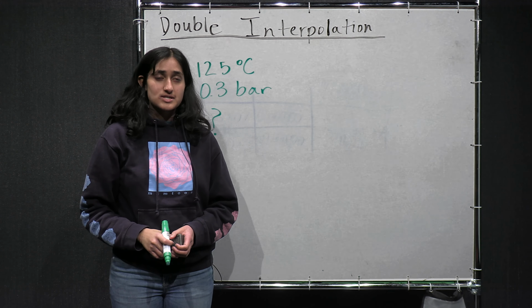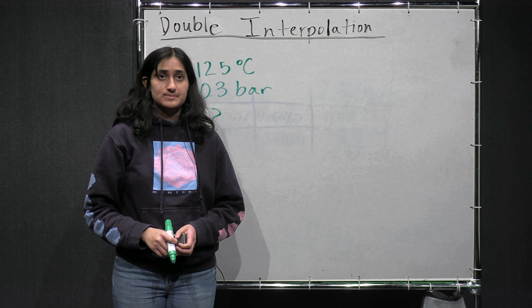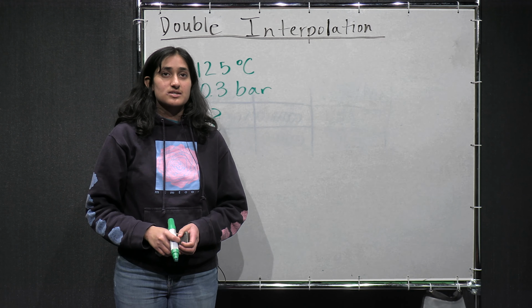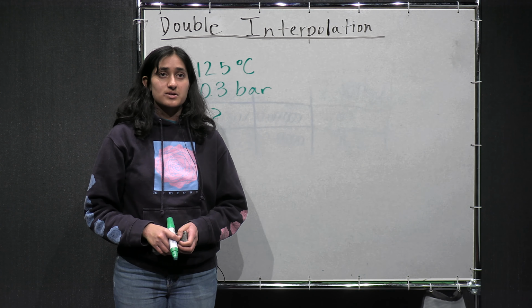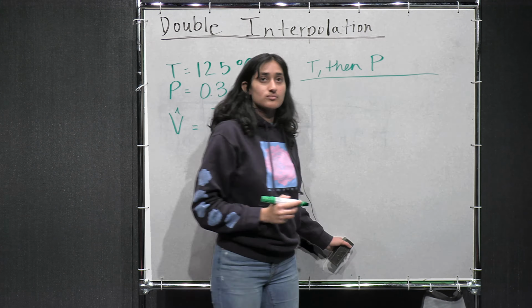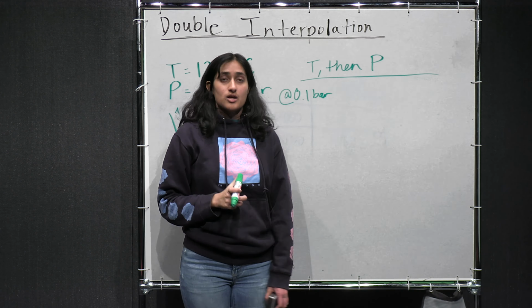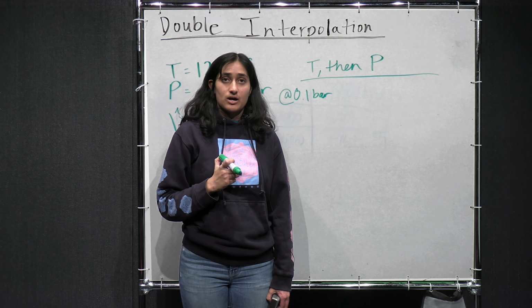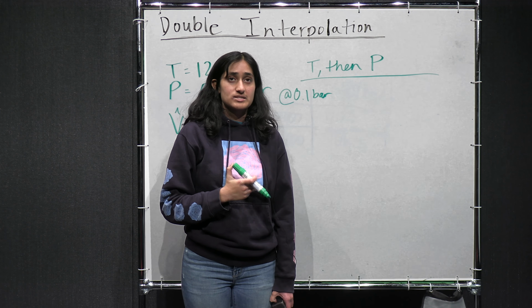Well, we use double interpolation. It's called double interpolation, but we actually have to do 3 interpolations. It's called double interpolation because you are doing it in 2 dimensions. Let's start by interpolating on the temperature first and then the pressure. In this case, we'll interpolate at 0.1 bar between 100 degrees and 150 degrees Celsius at 125 degrees, getting 18.35.